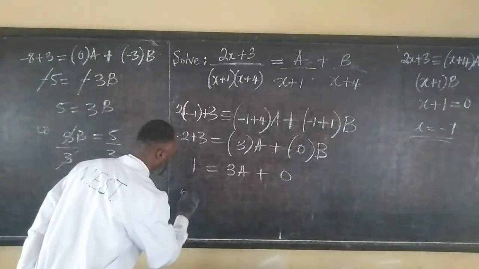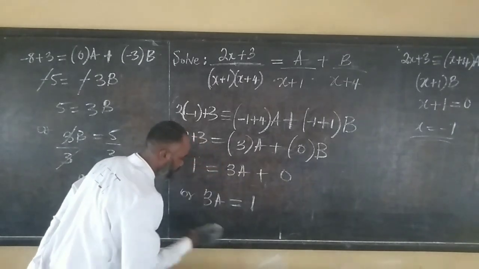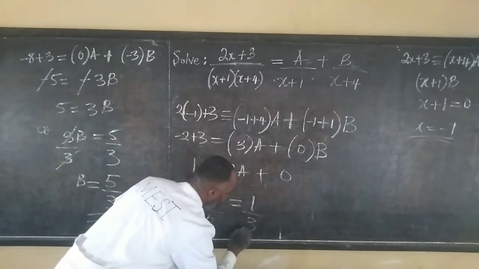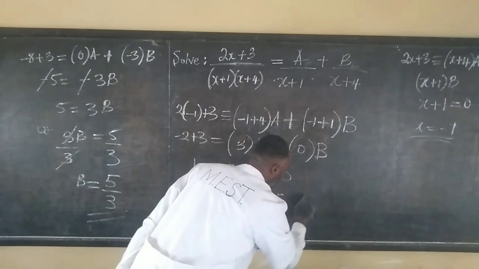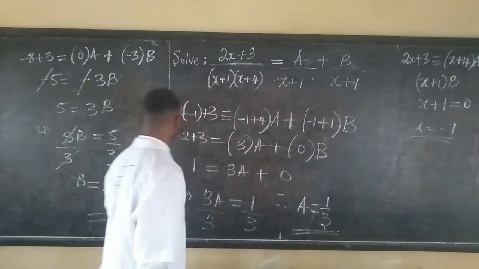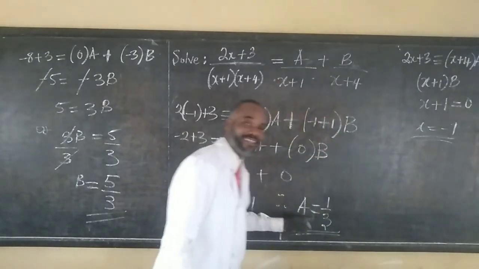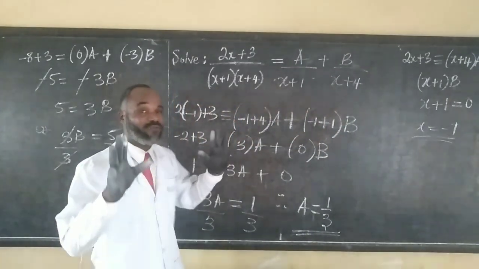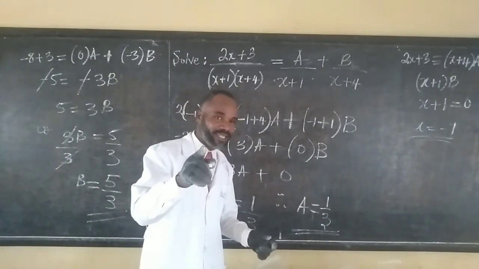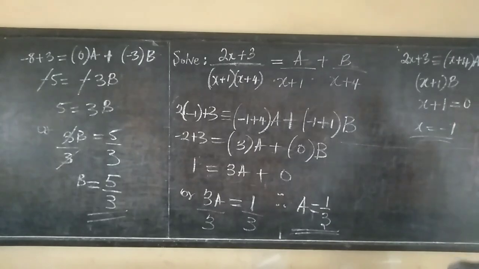Finally, we can now state that 3A is equal to 1. Then we divide across using 3. It means that our A is now 1 over 3. Solved. Look at this. B is 5 over 3, and A is 1 over 3. So we have gotten the values of B and A, or rather A and B respectively. What happens next? We summarize. Very simple.